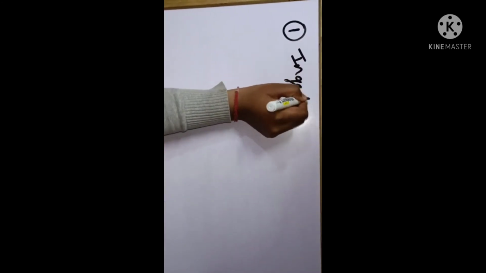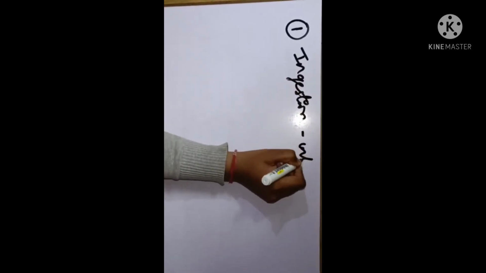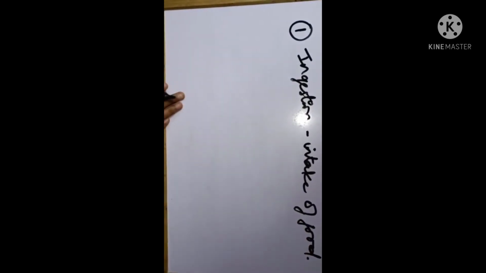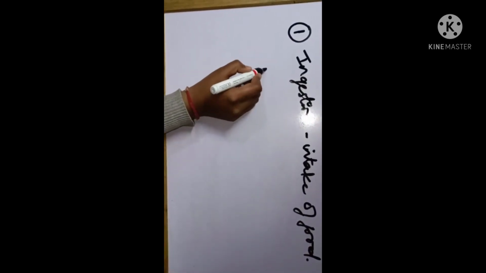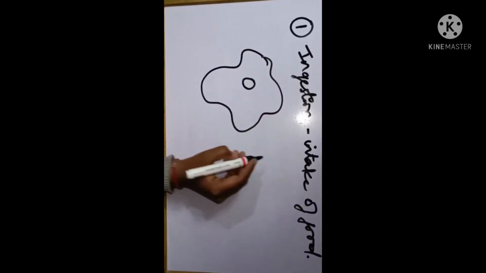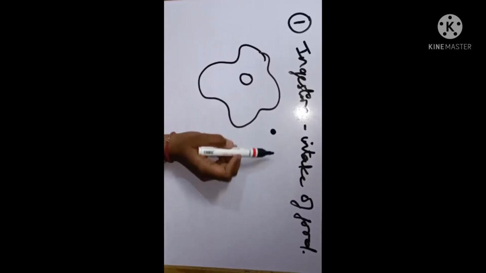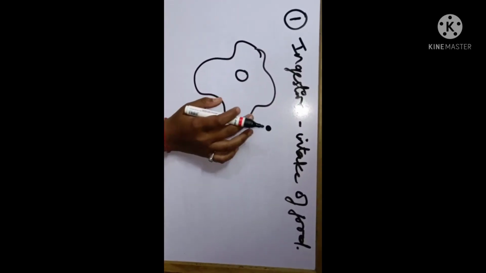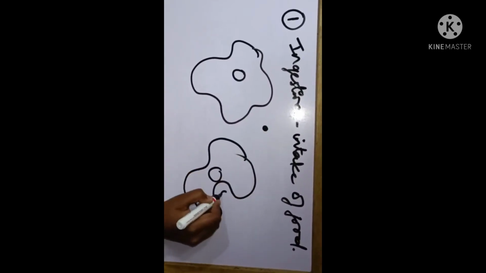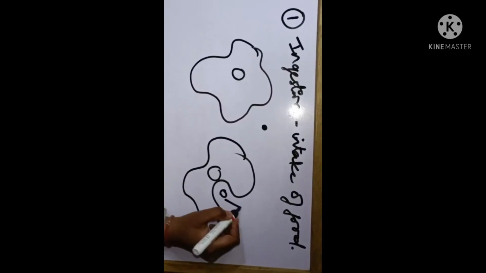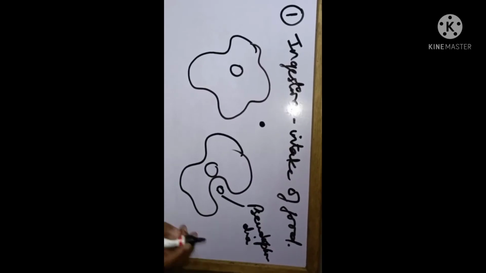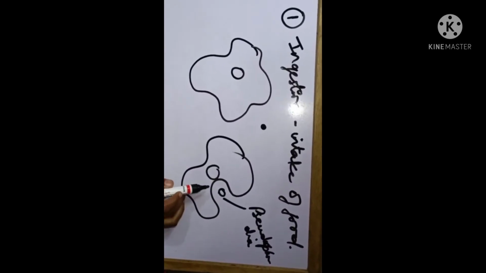Number 1 is ingestion. As we know, ingestion is the process of intake of food. So food from the external environment is taken inside the body. The amoeba does not have any fixed mouth for the food to get in. Whenever the amoeba comes across a food particle, it starts forming some finger-like projections near the food particle, which we call pseudopodia. Pseudopodia are the false feet of amoeba, which are formed to engulf the food particle.